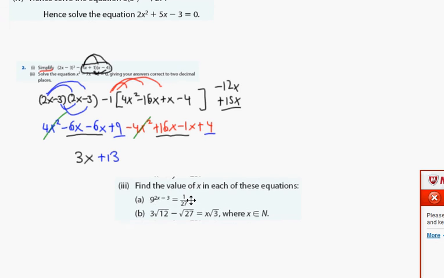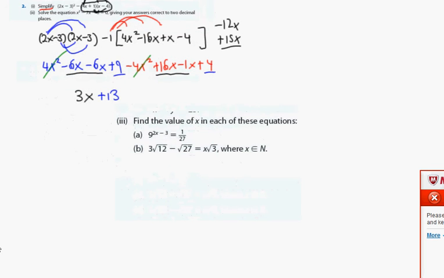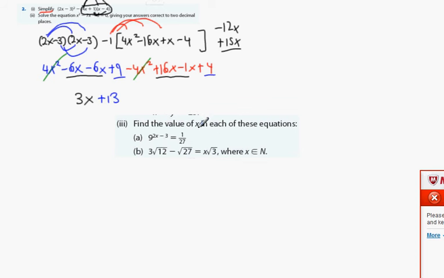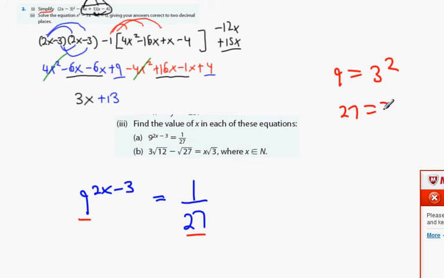Now, this question here, that one's still above. Find the value of x in each of these equations. So this is 9 to the power of 2x minus 3 equals 1 over 27. So does anybody remember what to do here? David? What do you do here? Anybody know? Okay. What do you change 9 and 27 into? 3's. 9 is 3 to the power of 2, 27 is 3 to the power of 3.